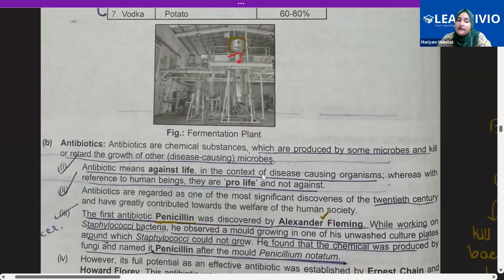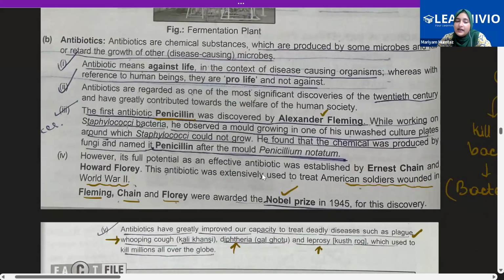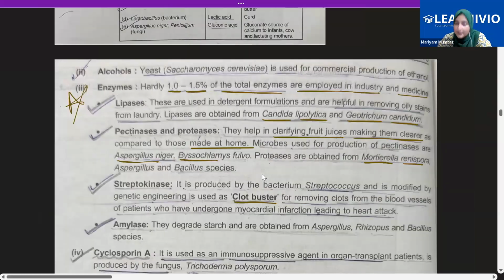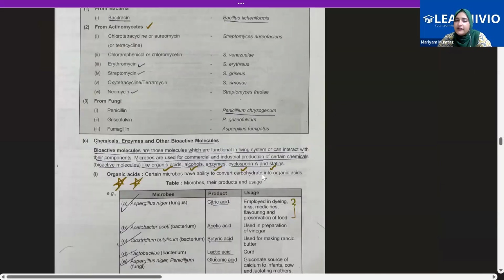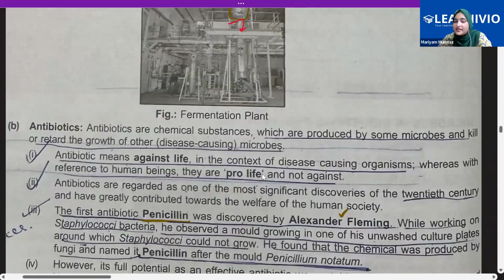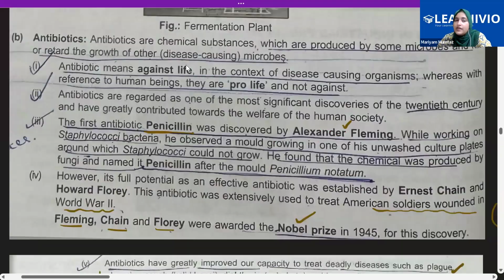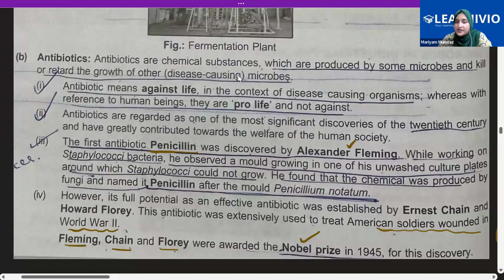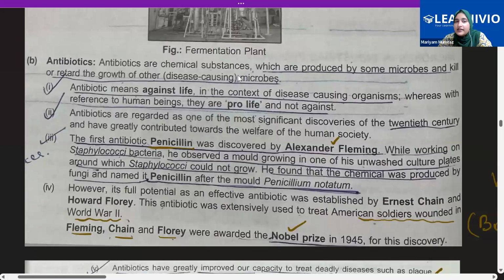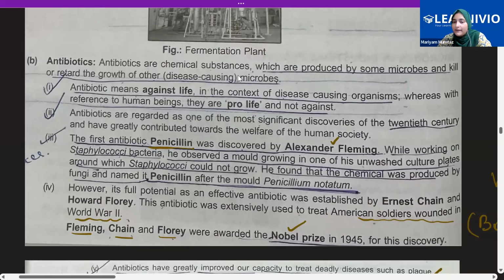After that, we have the antibiotics. Antibiotics are those chemicals that are made in order to help us survive any kind of disorder or to kill the microorganisms that are present in our body. So those antibiotics are chemical substances, right? And antibiotics are a chance discovery. How?